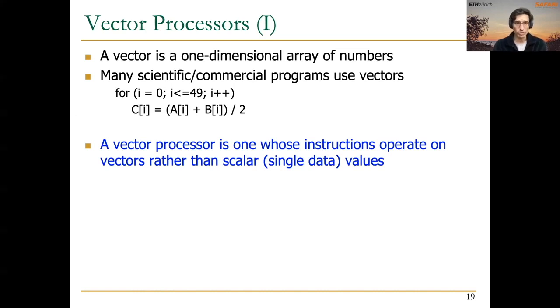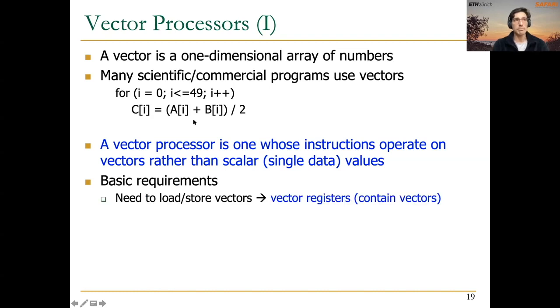A vector processor is a processor where these instructions operate on vectors rather than scalar values. So as you see here in the sequential program, we are operating on scalar values, whereas in the vector processor, we will have the ability of operating on all these 50 elements at the same time. That's essentially the idea. But there are some basic requirements.